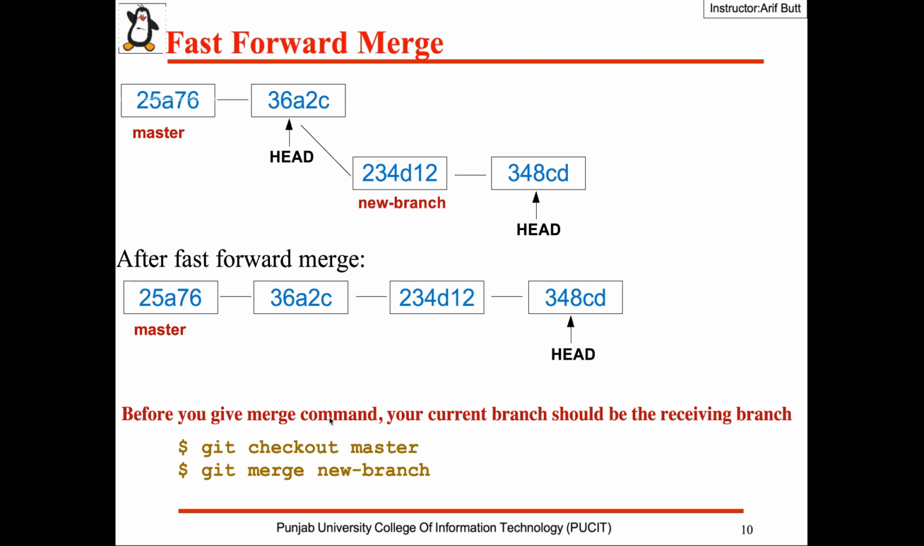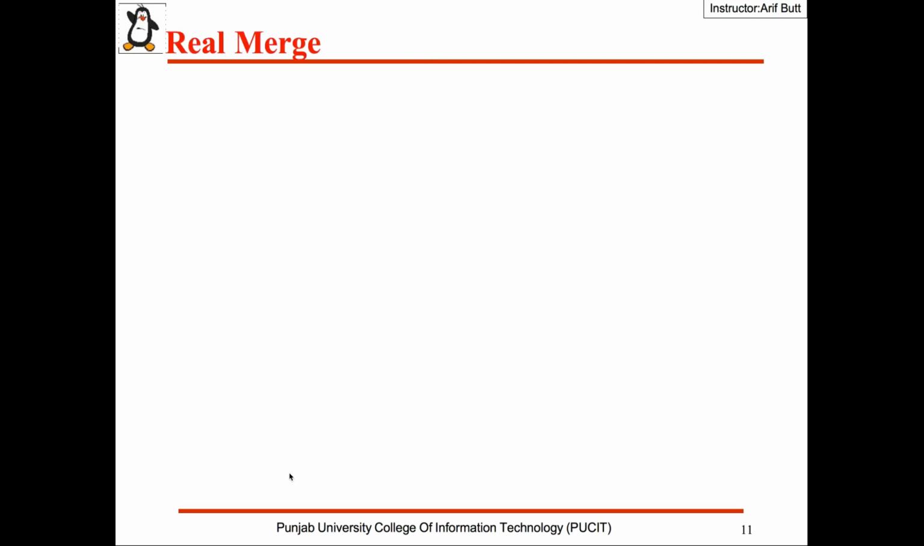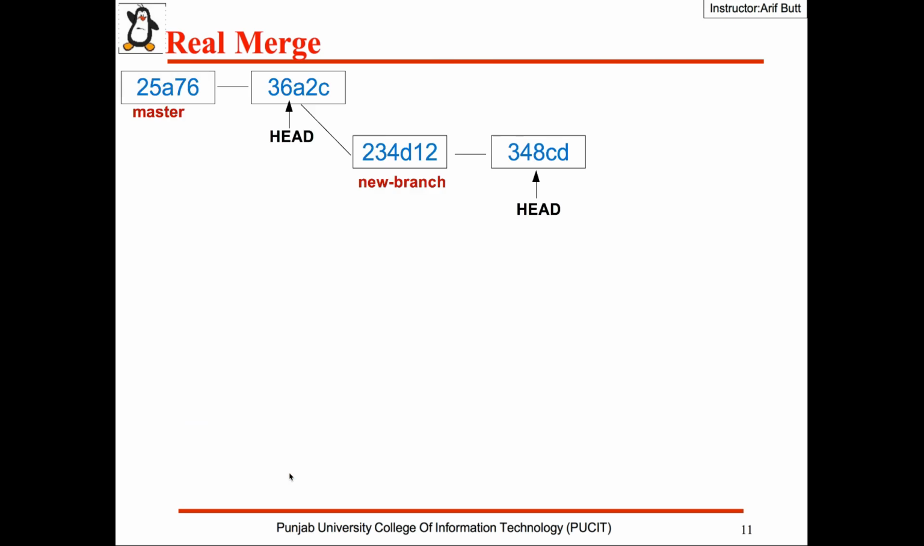Well, before you give the merge command, your current branch must be the receiving branch. So whenever you're doing a merge, since you are going to merge this new branch with the master branch, you must be sitting on the master branch. So git checkout master, and then you need to give the merge command. Okay, let's talk about the real merge now. Consider the same scenario.